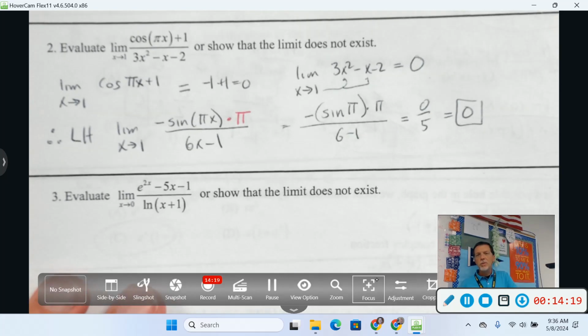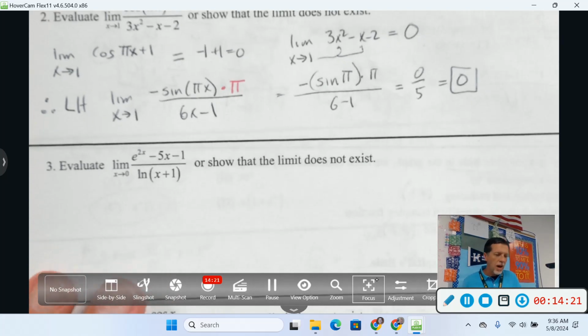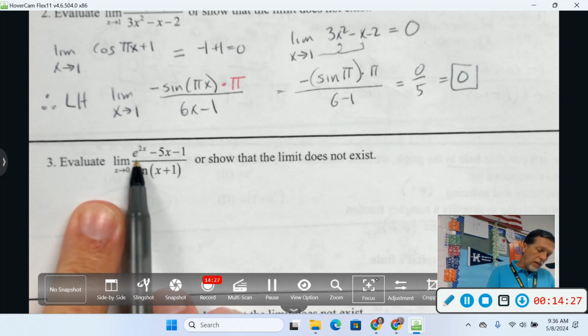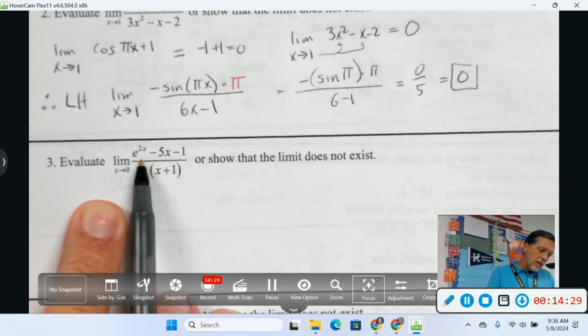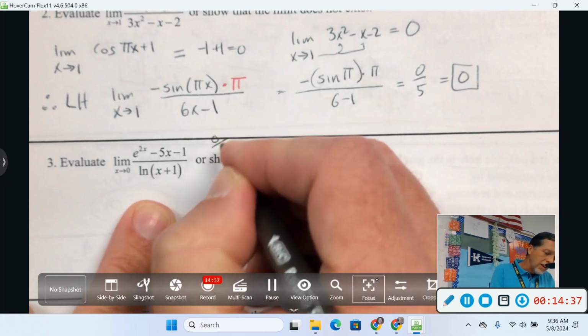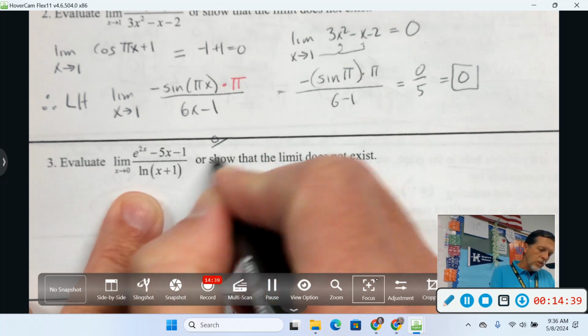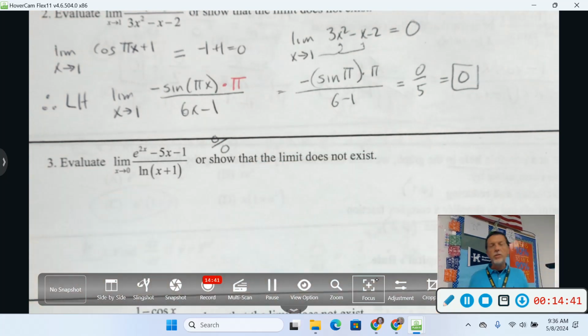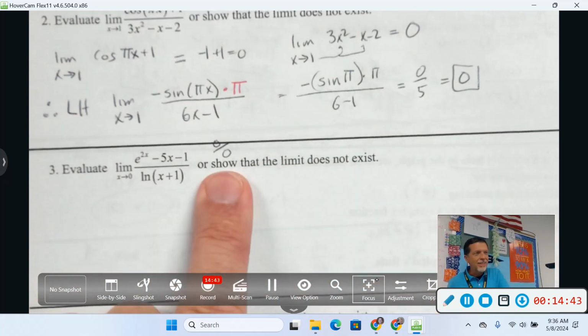Again, we like L'Hopital, but you've got to state the top equals 0 and the bottom equals 0. Number 3. Let's see, if I plug in 0, I get 1 minus 1 is 0. I guess it's okay to do it kind of shorthand. Natural log of 1 is 0. So I do get 0 over 0, but that's not what we're looking for.